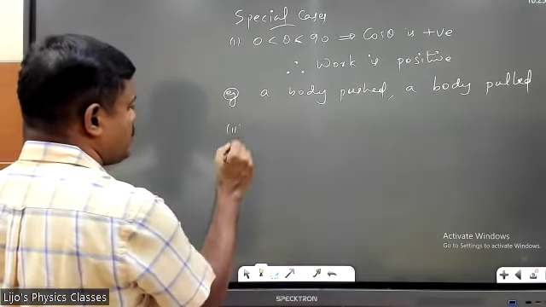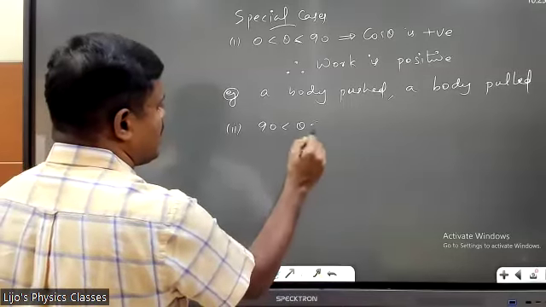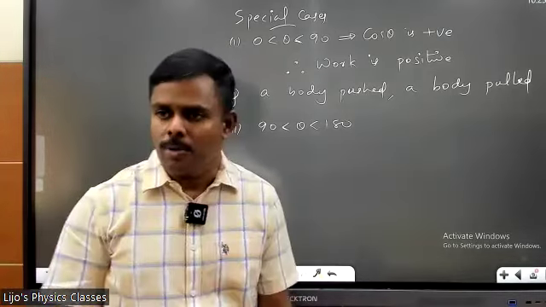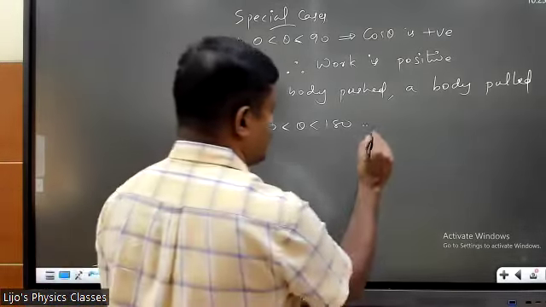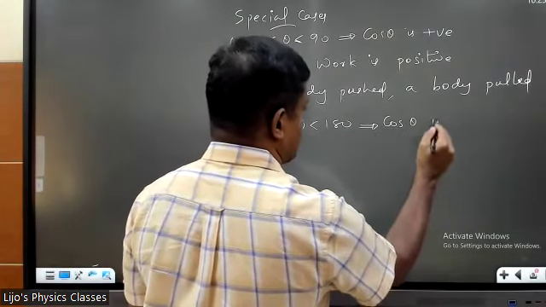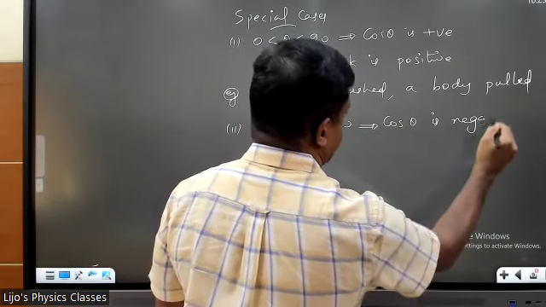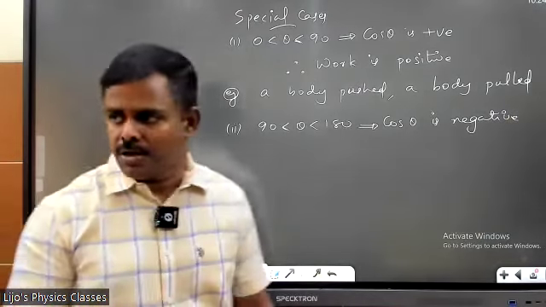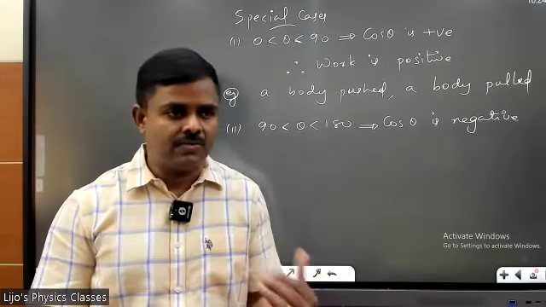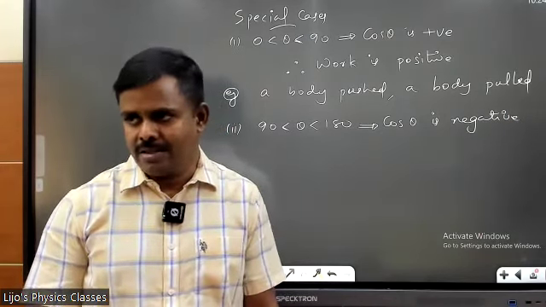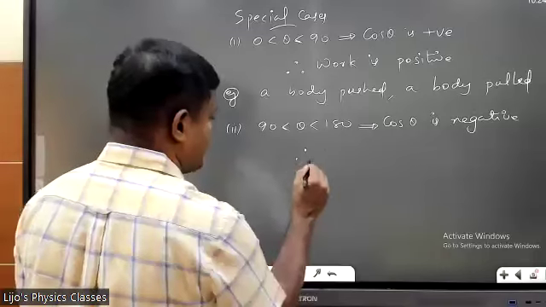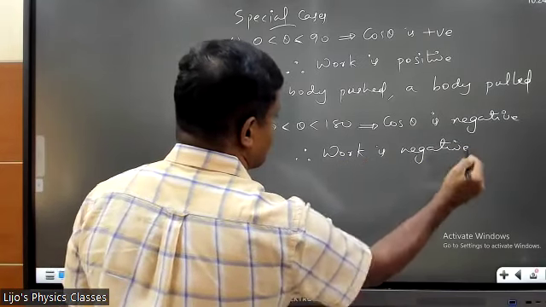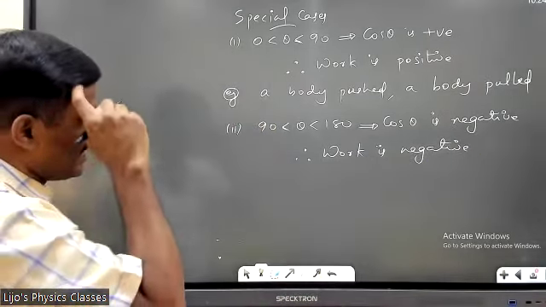Now case number two. 90 < θ < 180 means the angle is obtuse. Greater than 90 means obtuse. Hope you know it. Right. And in that case, cos theta is what? Cos theta is negative for obtuse angles. Cos 91, cos 92, cos 93, cos 94, until cos 178, cos 179, cos 180. It's all negative, right? If that is all negative, you can say work is also negative. So my point is very simple. Work is positive, work is negative.